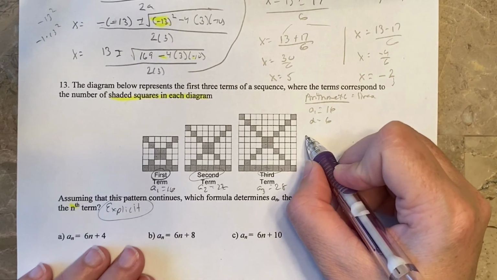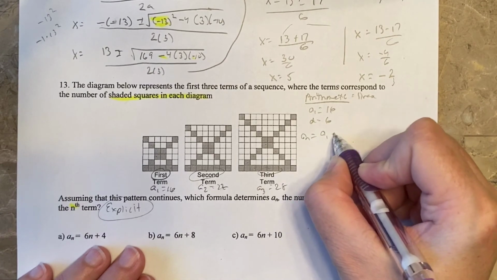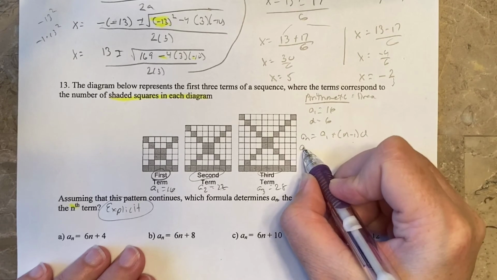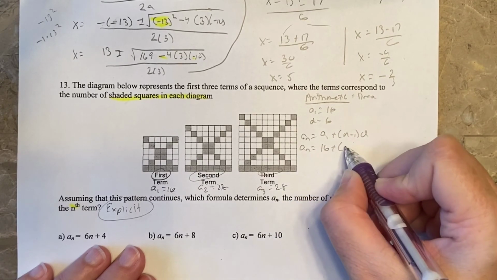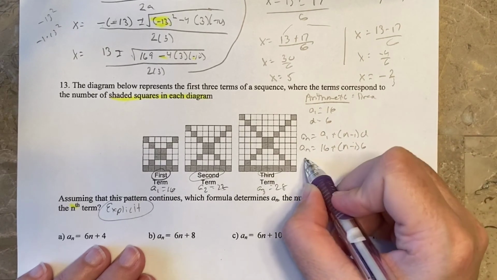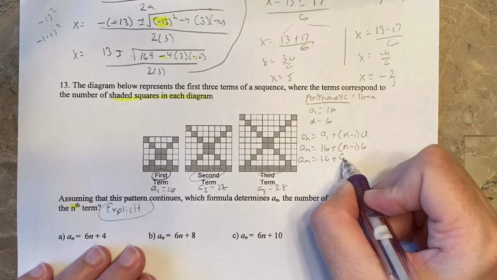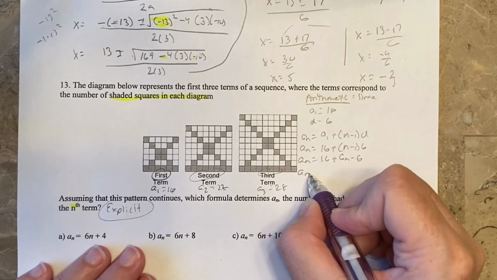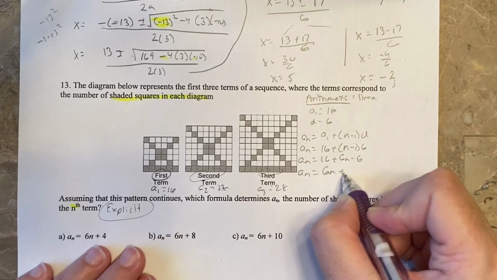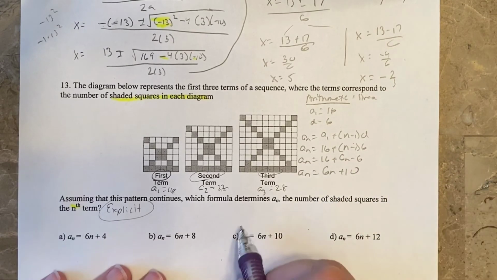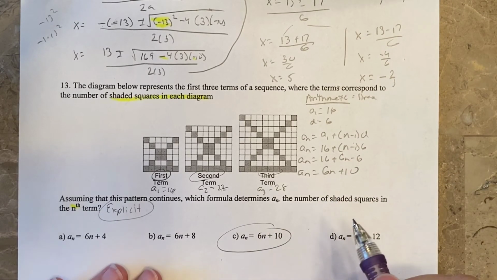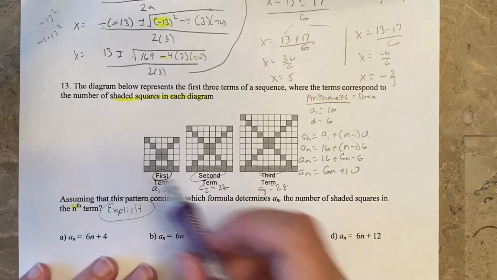So now we're going to plug it into our formula. A sub 1 plus n minus 1 times d. A sub 1 is 16. Your common difference is 6. We're going to distribute to get 6n minus 6. Combine your like terms, and you get 6n plus 10. 6n plus 10. Good.